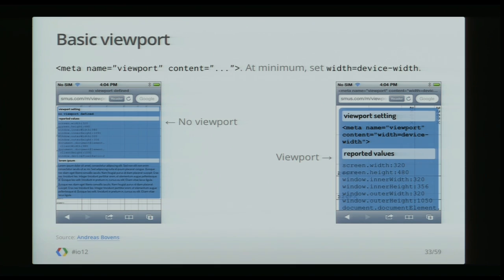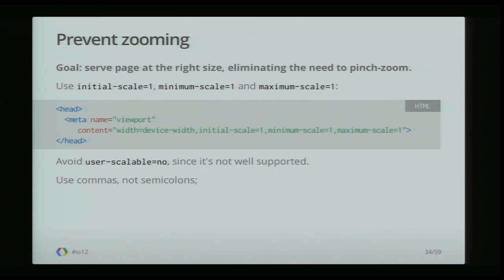But if you set it to a fixed value, say 320 pixels, that won't work on many devices that aren't 320 pixels wide. And you'll have the problem that when you switch from portrait to landscape, text will be scaled in interesting ways. So the best practice here, at minimum, is to set the width to be the device width, which evaluates to be the current width for your device in its current orientation. You can see without a viewport, the text is hardly readable on the left. With a viewport set as I recommend, it's much more readable, and everyone's happy.